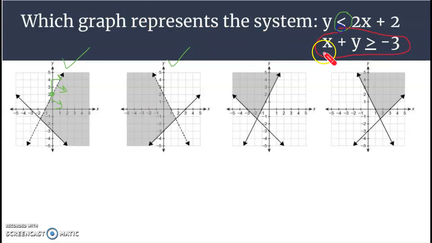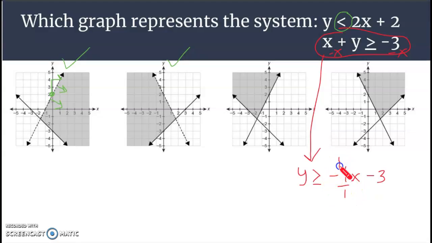Now this right here, what I'm going to do is write it in slope-intercept form. That means I'm going to take away x from both sides to help us graph it a little easier. Y greater than or equal to negative 1x minus 3. So we're going to have a slope of negative 1 over 1. That means to go down and to the right. A y-intercept of negative 3, and here it is. There's that negative 3. And if I go down 1, right 1, I'm on the line.